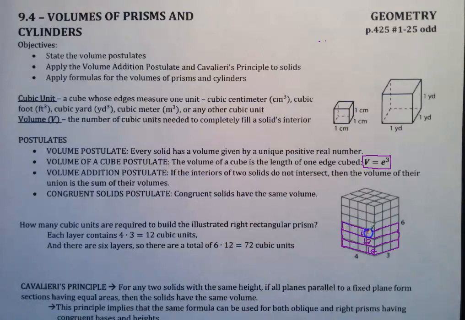How many layers are there? 6. The layers depend on its height. So then what's 12 times 6? 72. So how many cubes are needed to make this? 72. So it's 72 cubic units. Okay, so that's all it is. Volume is a layered system, and that might help you think of how you can figure out the volume.